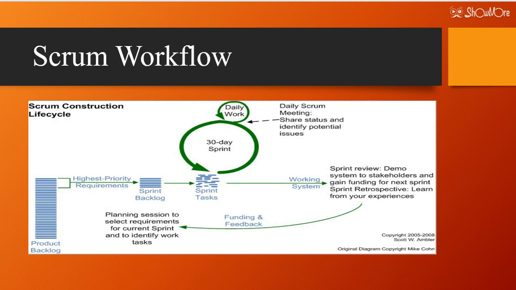As we talked about till now, this is the Scrum workflow. Product backlog to sprint backlog, then sprint tasks, daily work and sprint meetings. A sprint lasts for 2 to 4 weeks, etc.